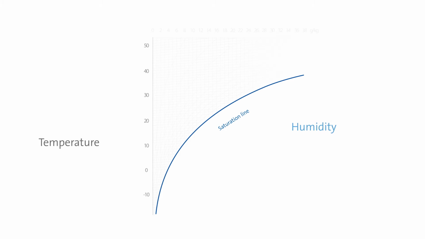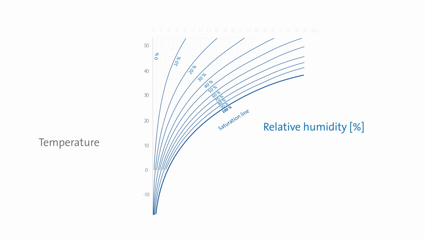In technical systems such as an air conditioning system, it is very important to know how close the humidity contained in air is from the saturation line. In other words, from what point onwards condensation will occur. The amount of water which air can absorb is therefore scaled from 0 to 100% and is known as relative humidity.